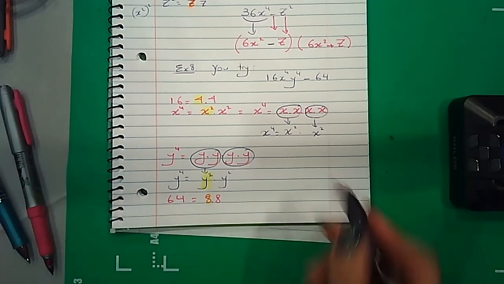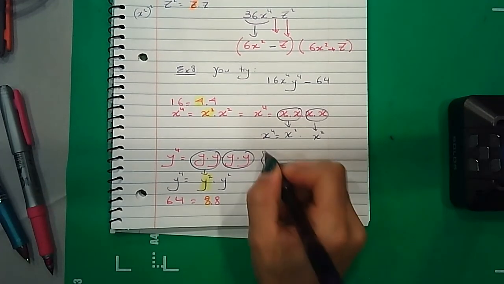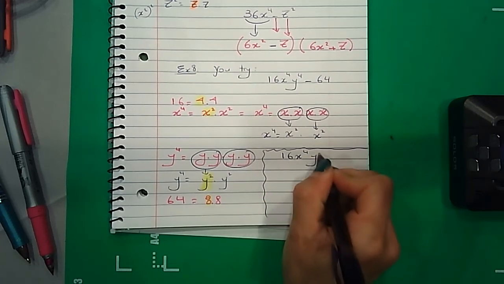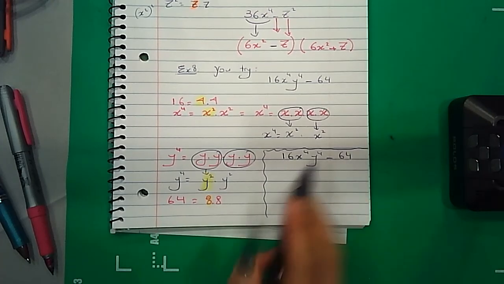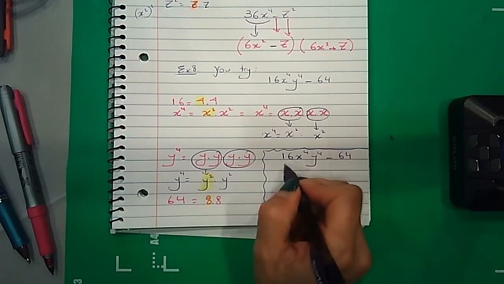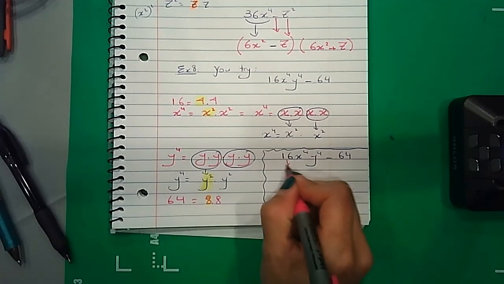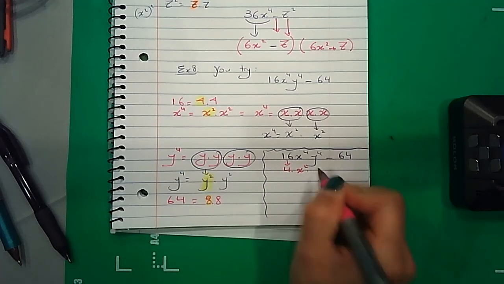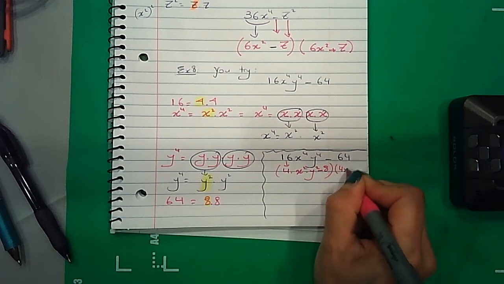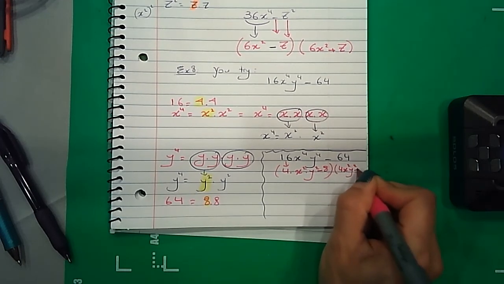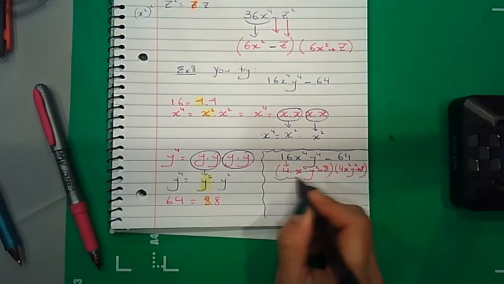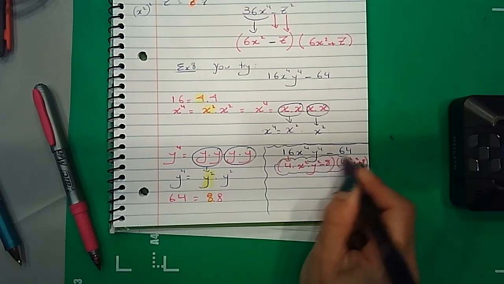So I'm going to go ahead, and I don't want to flip to a new page. I'm just going to write it here. 16x to the 4th y to the 4th minus 64. Now we get the factor for each one of the terms. I'm just going to sub them back in. It's going to be 4 times x squared times y squared minus 8. Remember, the other factor is going to be the exact same one, but it's going to be with a plus instead of the minus. And here is your answer.